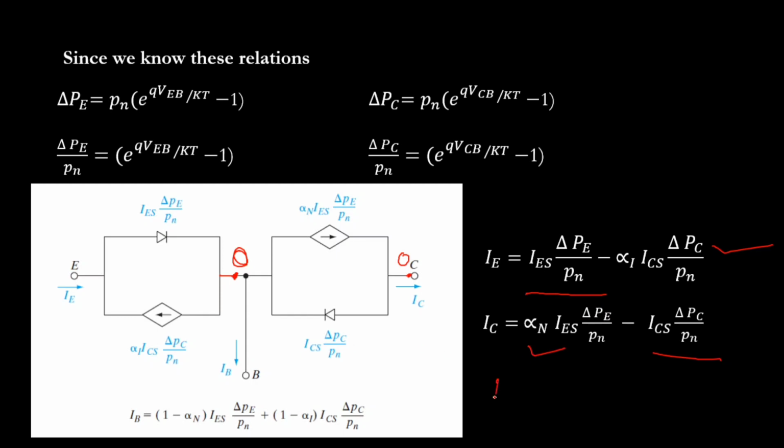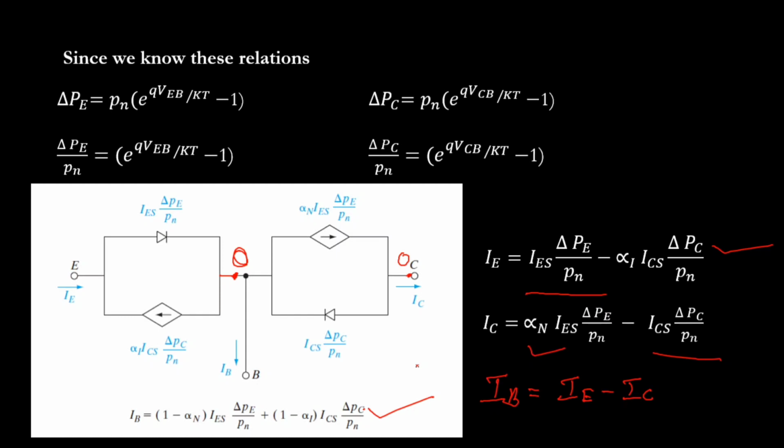For that, IB is equal to IE minus IC. Using this expression, if you subtract IC from IE, you will get IB, that is actually this expression. So now we have modeled our BJT using the Ebers-Moll expression. Any doubt?